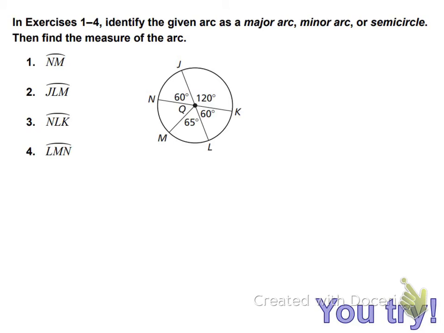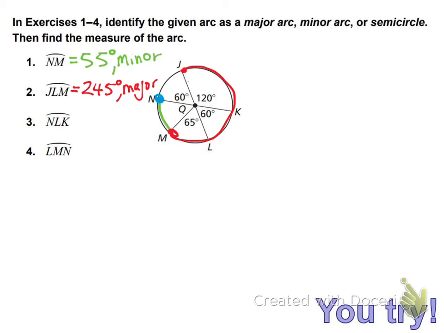You're going to try this one on your own. So NM, it's a minor circle. What did you do to find the measure of NM? It is 55. You add them all, and then what? Subtract from 360. If it's 55, it is minor. All right, and then JLM. So starting at J, going towards L, ending at M. Add all of those together, and we get 245, which means it is major.